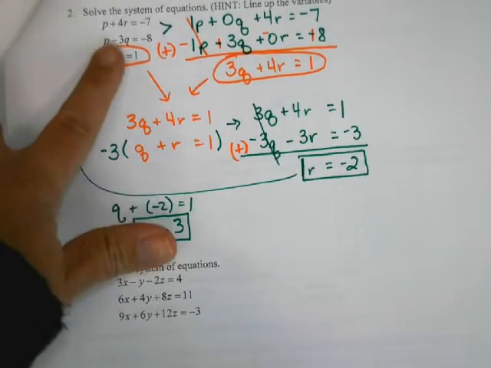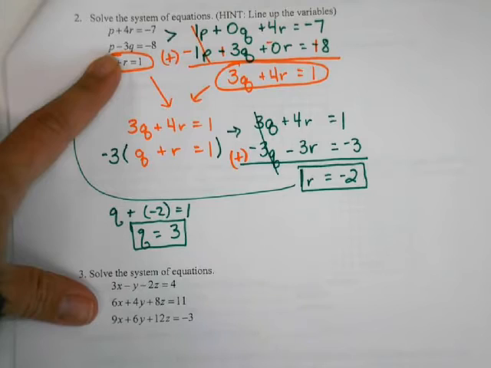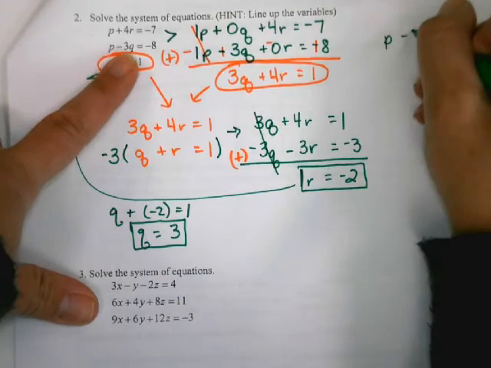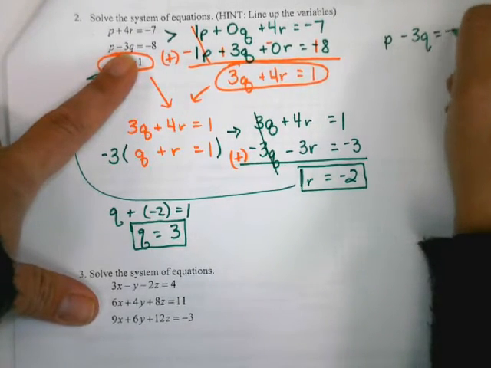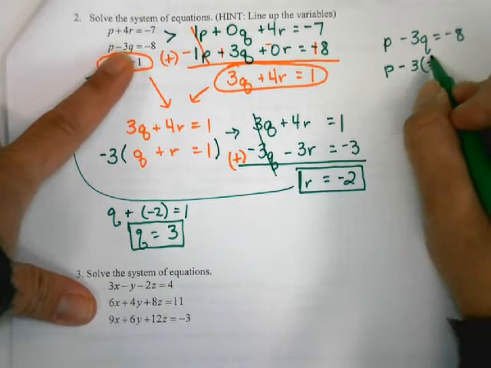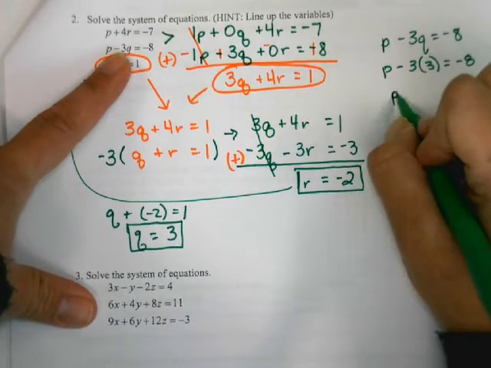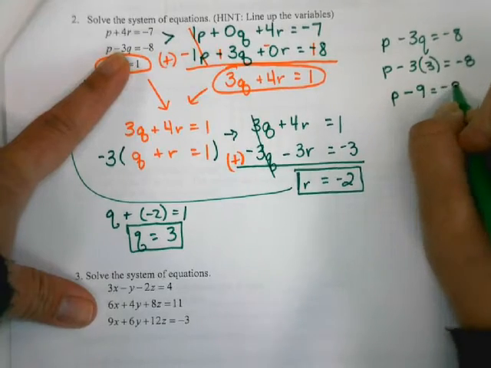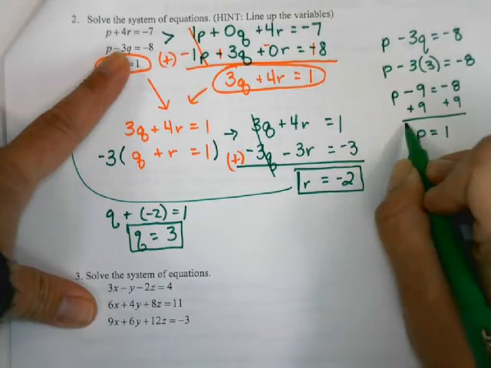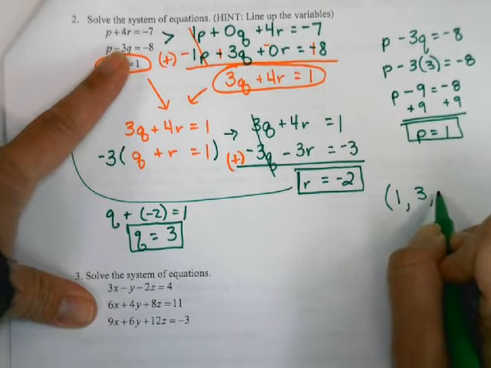Now we just have to pick an equation with a P in it. The second one? You got it. P minus 3 times Q equals a negative 8. P minus 3 times 3 is equal to a negative 8. P minus 9 is negative 8, so I'm going to add 9. So P is 1. So P is 1, Q is 3, R is negative 2.